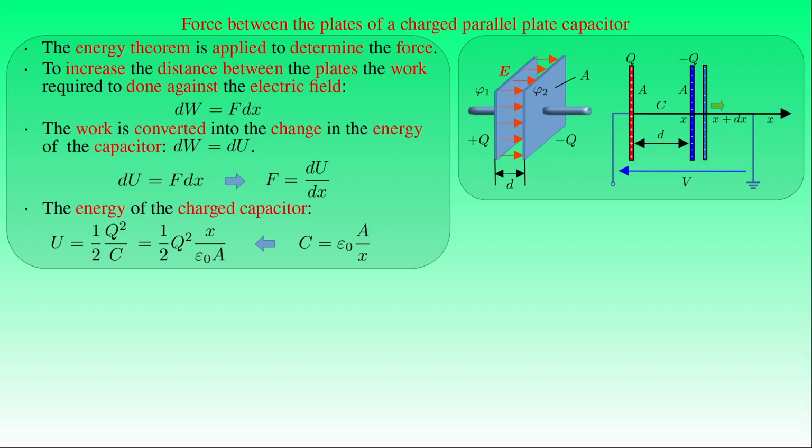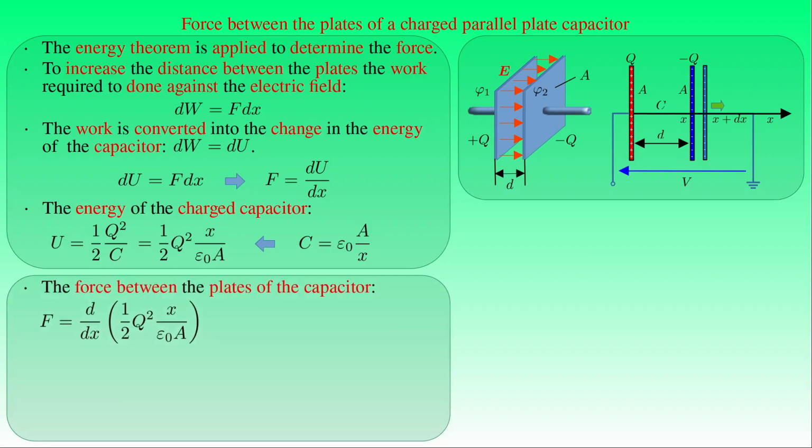By inserting this expression into the force equation and computing the derivative with respect to x, we can write the force F between the plates of the capacitor as 1 over 2 times q squared over epsilon naught times A, or 1 over 2 times q squared over C times x.